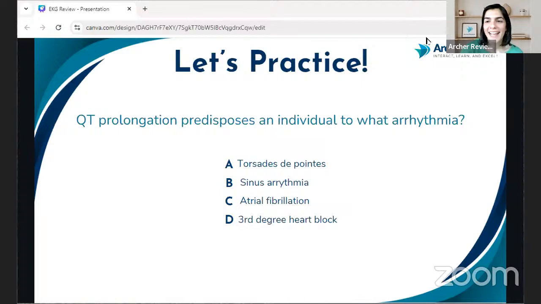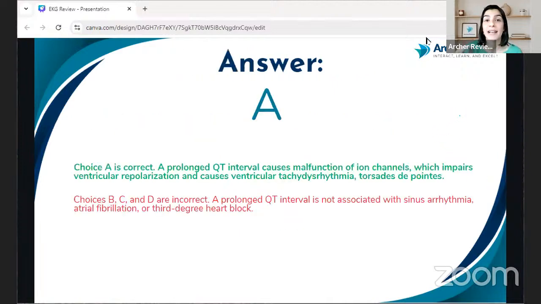All right, that's right. I knew you guys were going to get this right. So it's torsades, which is a type of ventricular tachycardia. So you definitely, again, want to look at that QT interval. You might see that pop up on the boards too.